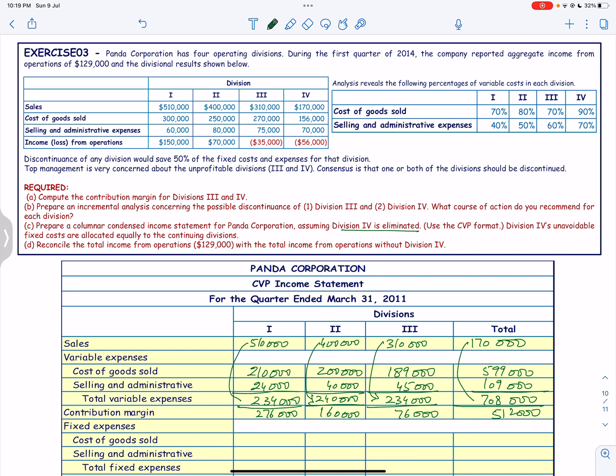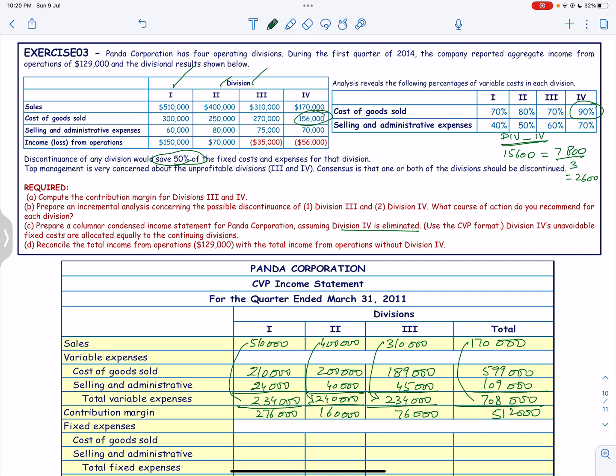And for division 4, let us see how much is the unavoidable fixed cost. 90% is variable, that means 10% of 156,000 is fixed, for division 4. The unavoidable is 156,000 times 10%, this will be 15,600. And then 50% of the fixed cost is going to be saved, that means 50% is still there. This is equal to 7,800, and this will be distributed among the 3 divisions that are continuing. So we will divide by 3, so that is 2,600.